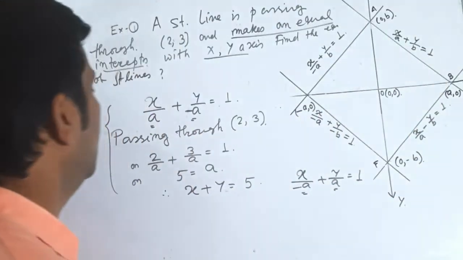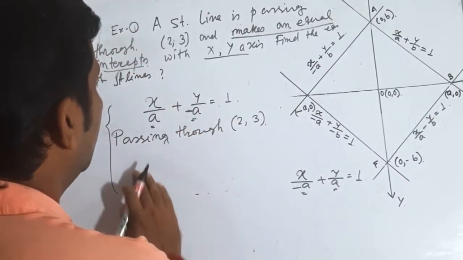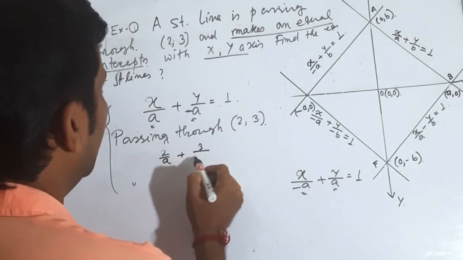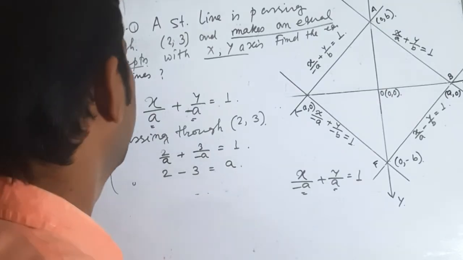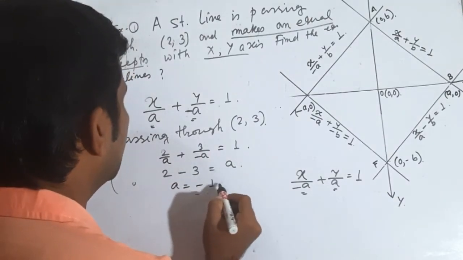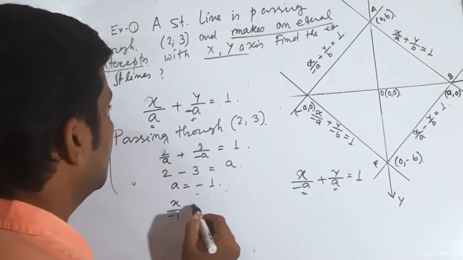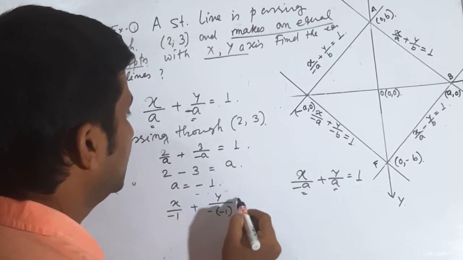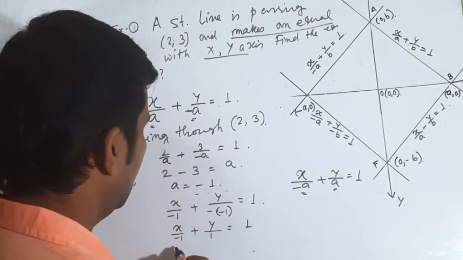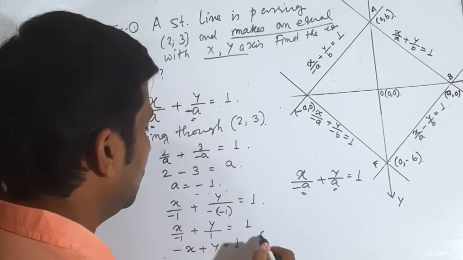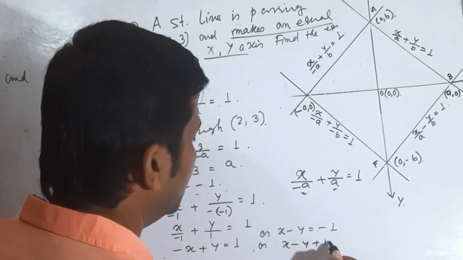Then, it is also passing through 2, 3. Then 2 by a plus 3 by minus a is equal to 1, or 2 minus 3 is equal to a, or a is equal to minus 1. Now putting the value of a, we get x by minus 1 plus y by minus 1 is equal to 1. That means x by minus 1 plus y by 1 is equal to 1, or minus x plus y is equal to 1, or x minus y is equal to minus 1, or x minus y plus 1 is equal to 0.